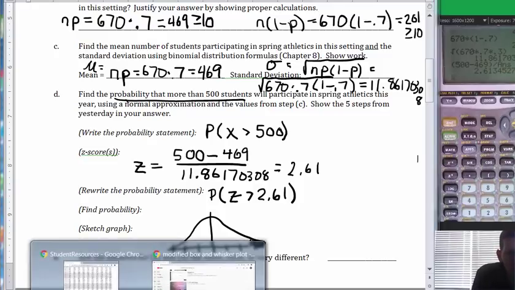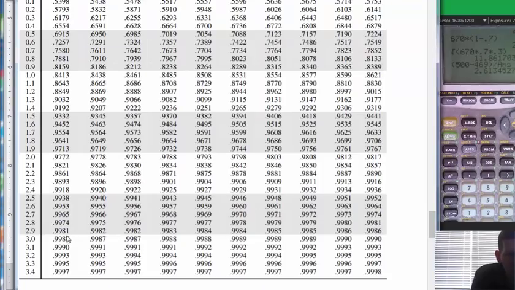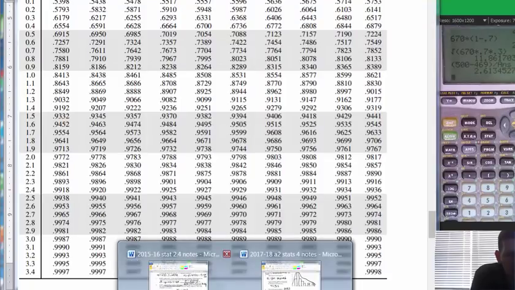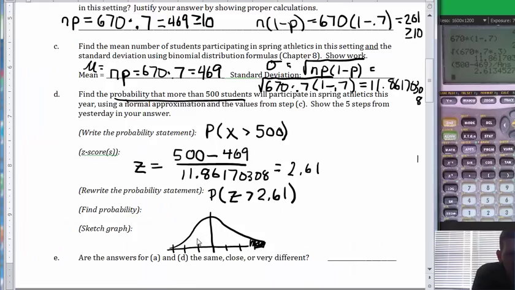Now, we stated earlier that this value here is this 0.9955 number. That's referring to everything to the left of the line. But I want to know what this little region right here is. So remember, if it's a greater than problem, we're always going to subtract this probability from 1. So we're going to do 1 minus 0.9955. And when you subtract these numbers, you get 0.0045.